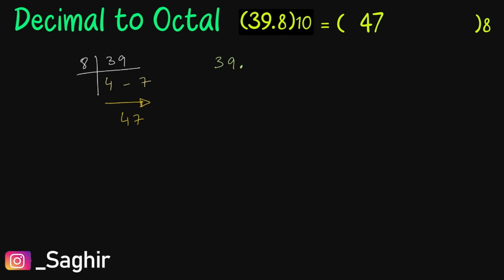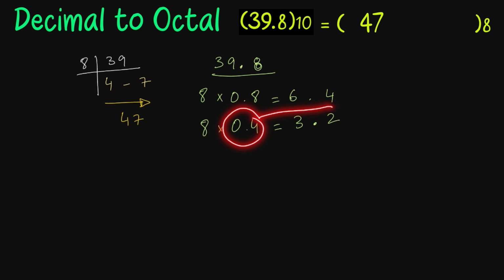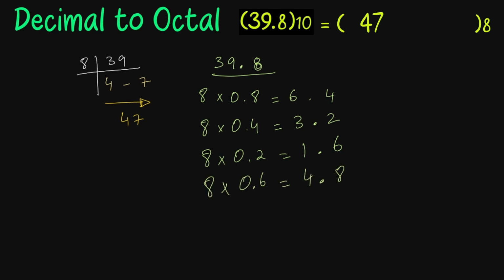The fraction part of 39.8 is 0.8. We will keep on multiplying the fractional part repeatedly by 8, at least 4 times or until it becomes 0. So first of all, multiply 8 by 0.8. We will get 6.4. Now multiply 8 by 0.4 this time. Now multiply 8 by 0.2. We will get 1.6, and now multiply 8 by 0.6 to get 4.8.